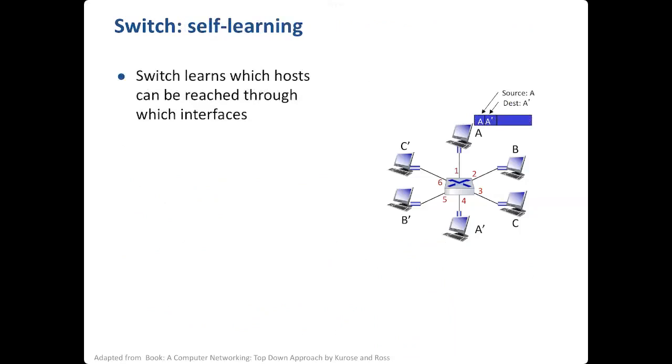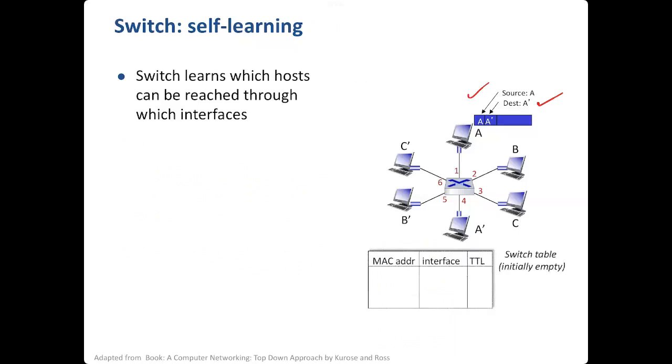Okay. Source MAC address is A, destination MAC address is A dash. Now this switch will have a table like this, MAC address and the interface. Interface or port, we can say. Which port is MAC address A coming from? This entry is only for limited time, because if A moves to some other port after some time, then the earlier understanding should go away. So there is always a lifetime. Okay, this is called time to live.